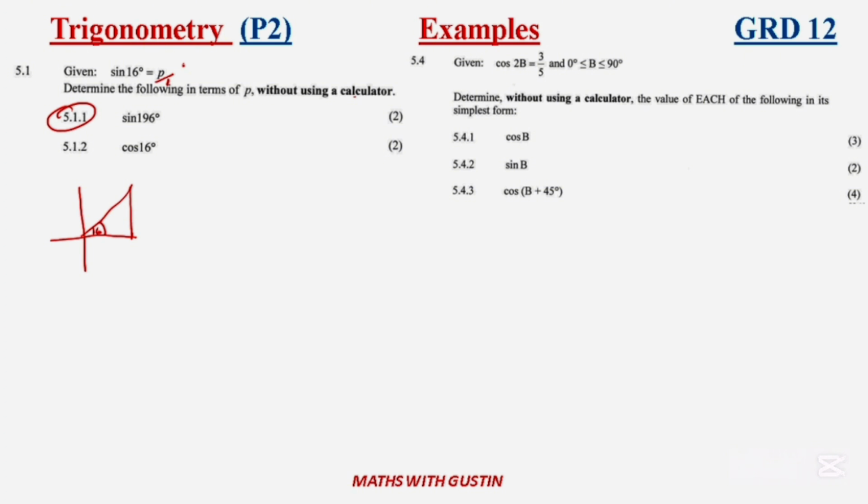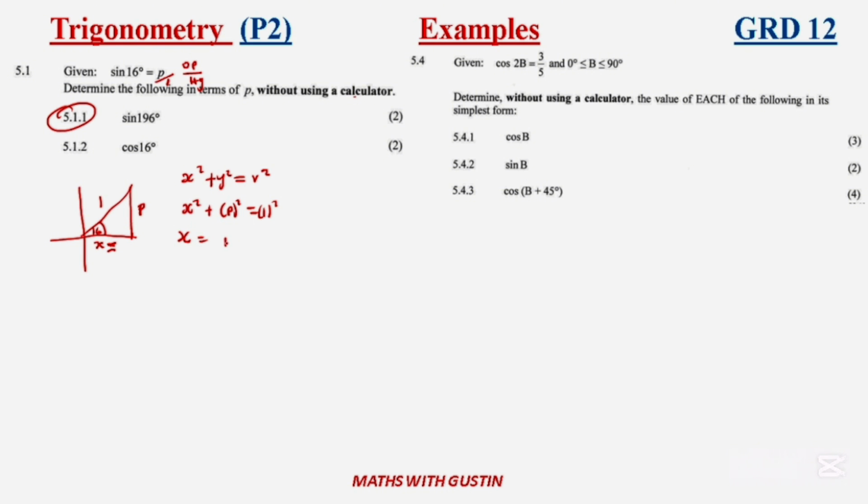We know that sine is equal to opposite over hypotenuse. So what is opposite? Opposite here is p, and the hypotenuse is just going to be 1. So now we use Pythagoras' theorem to find the other side, x. We substitute: x squared plus p squared is equal to 1 squared. Therefore we are looking for x.